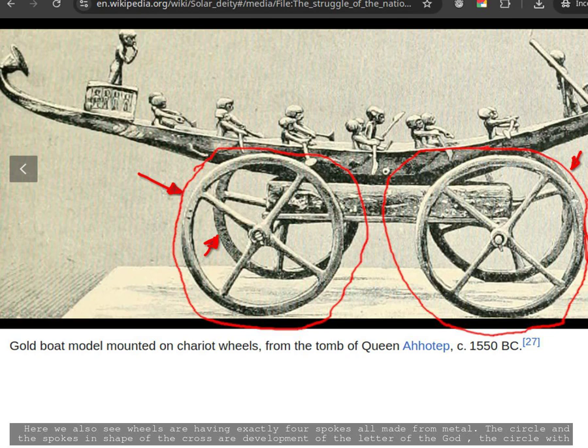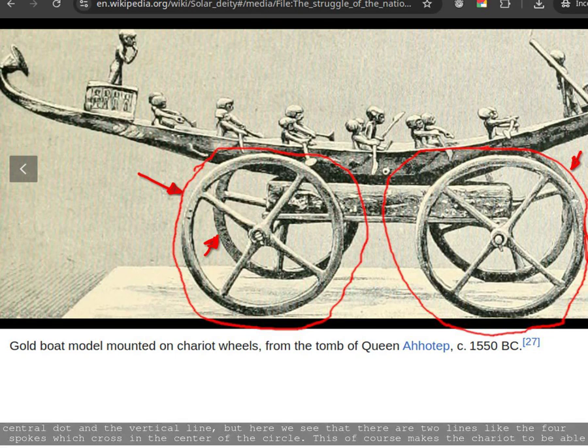Here, we also see wheels having exactly 4 spokes, all made from metal. The circle and the spokes, in shape of the cross, are a development of the letter of the god, the circle with the central dot and the vertical line. But here we see that there are 2 lines, like the 4 spokes which cross in the center of the circle. This of course makes the chariot able to move smoothly on the flat surface and also represents the god, and also represents in a very simplified way the chariot.